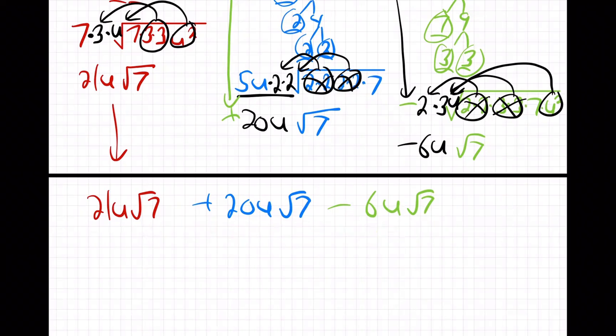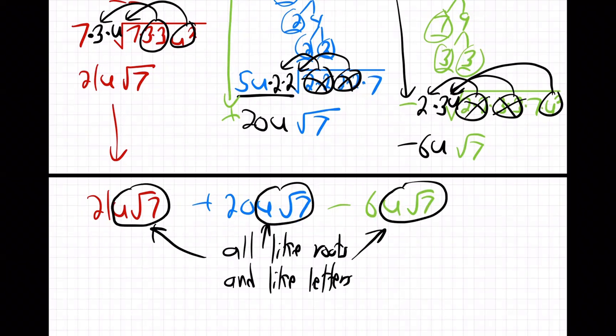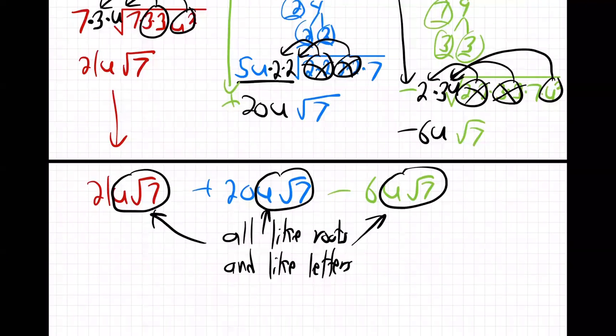Notice they're all like roots and like letters. Everything's the same about them. This one, this one, this one, right? Because they're all, look at the letter and root patterns. U root 7, U root 7, U root 7. They all have the exact same letter pattern and root pattern. So that means we can add them. You can only add like terms.